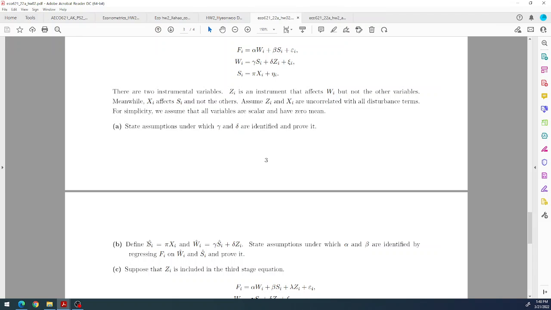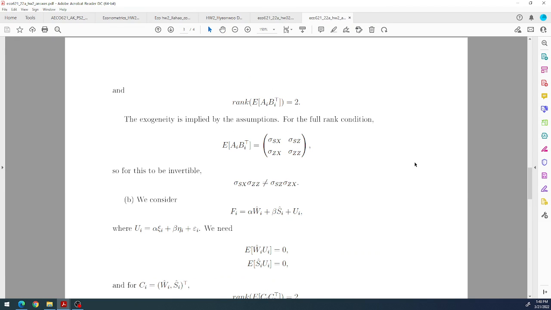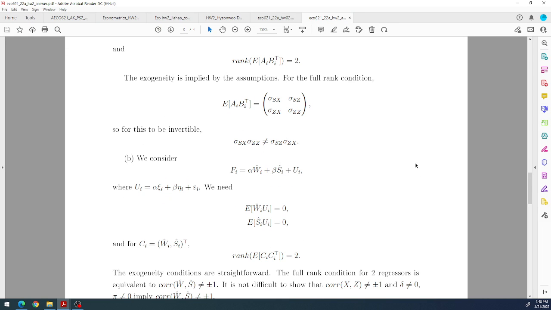So because S depends only on X, it's exogenous. So you have to use the exogenous one to construct W hat, and then plug that back into F. And then its algebra is more complicated because you have two regressors and each of them is separately constructed.